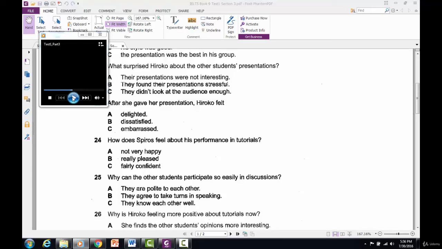Again, they tried to trick you. They said they're not very polite. Here it says they are polite. So again, A is wrong. Avoid the exact language.